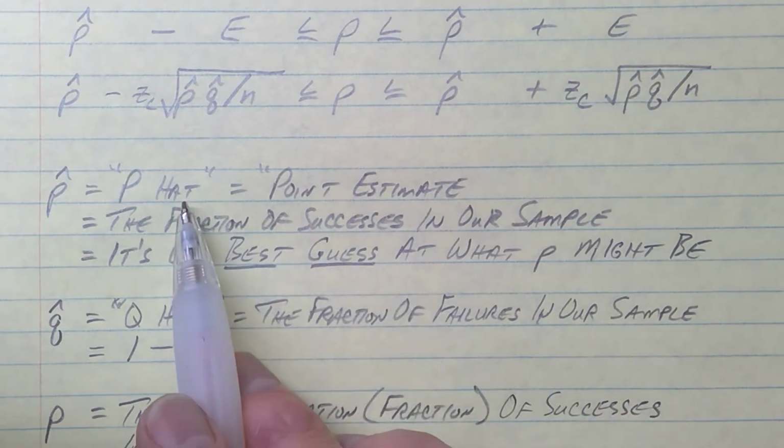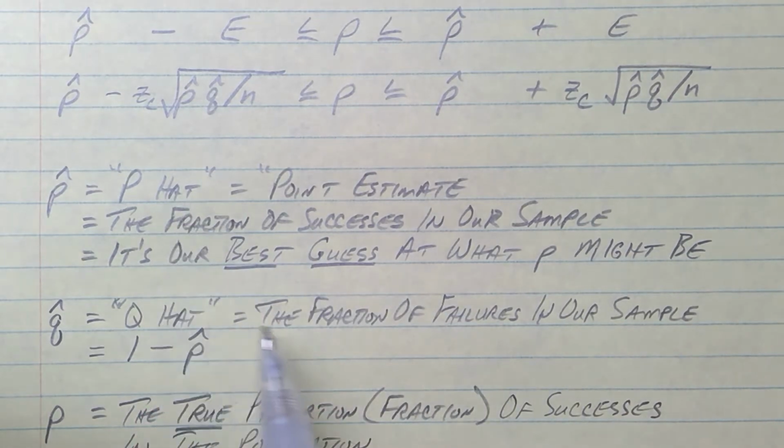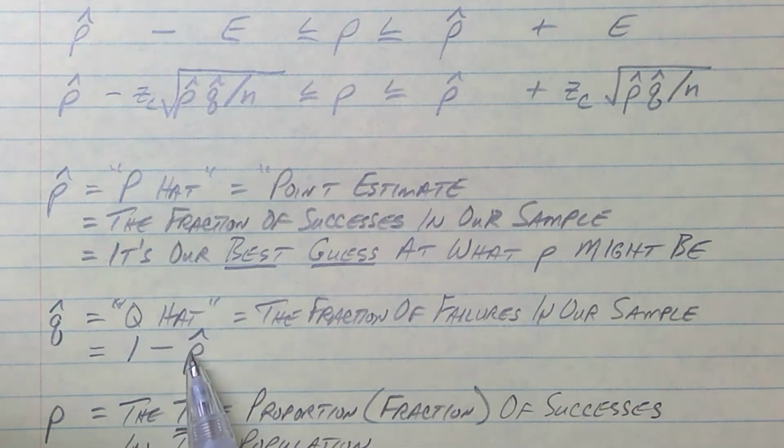So if we think that P hat is 8 out of 10, well then Q hat would be 2 out of 10. It'd be the rest of the shots. It'd be the shots that he missed. Another way to find it is, if I know that this is 8 out of 10, I can take 1 minus 8 out of 10 to get my 2 out of 10.